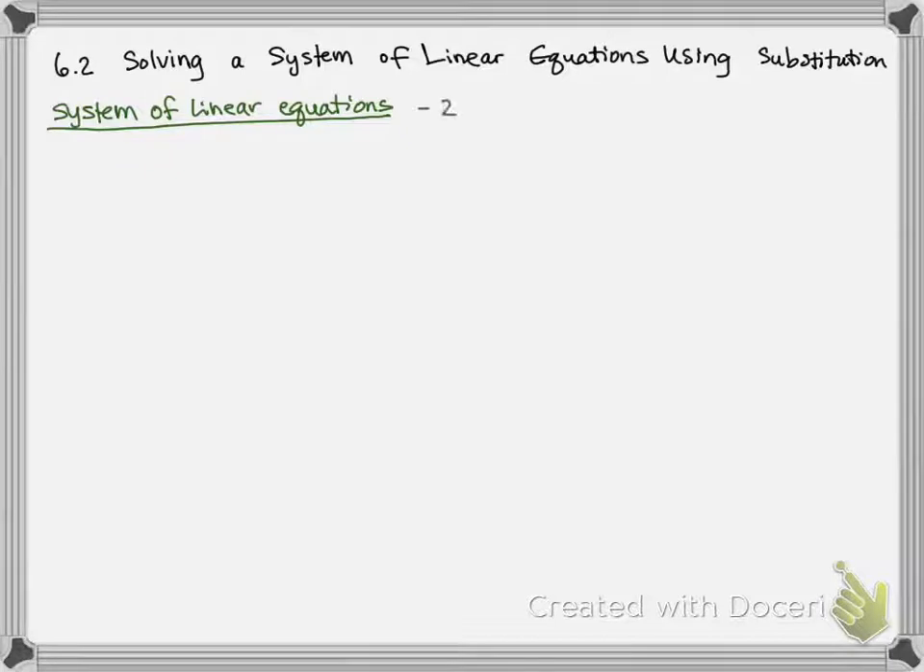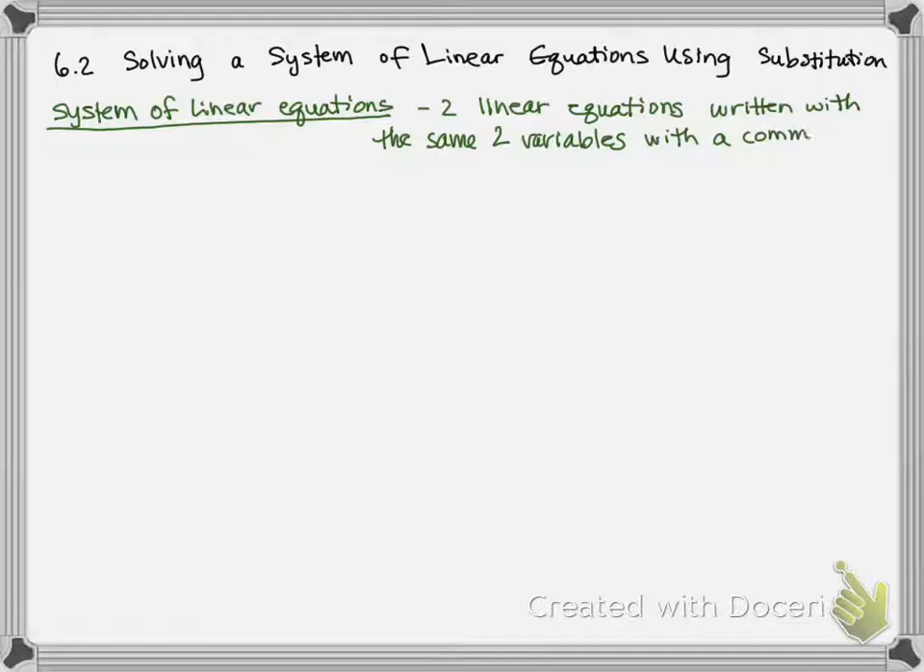So it's two linear equations written with the same two variables. So both say x and y with the same two variables. With a common solution. So in other words, there's one ordered pair, generally speaking, that is true for both of them.